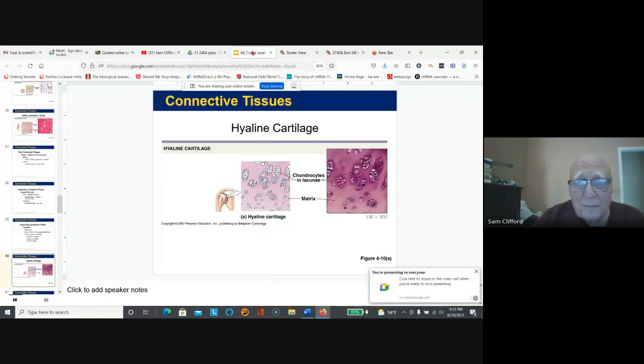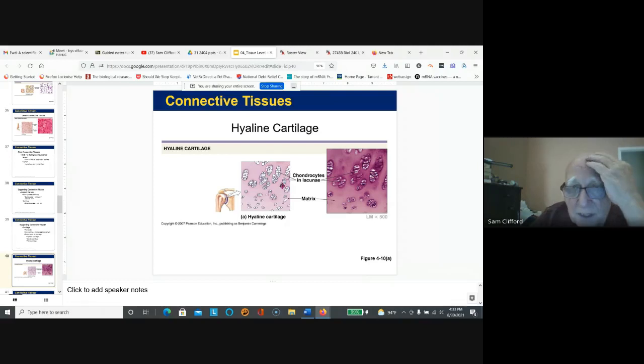So if we go back to the PowerPoint, hyaline cartilage is on the end of every bone. It's the padding at any joint. So it has chondrocytes in little cavities called lacunae, and the matrix is secreted by these chondrocytes. These chondrocytes divide and grow, but hyaline cartilage doesn't have any blood vessels. That's why when you injure your knee, it takes so long to repair to finish.